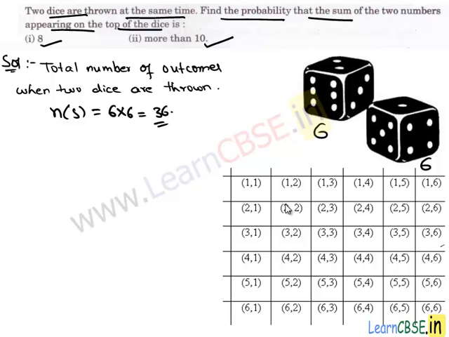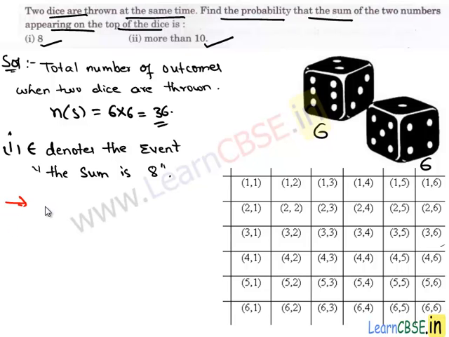The 36 possible outcomes are tabulated here, and here the first number in each ordered pair is the number on the upper face of the first die. Similarly, the second number is the number appearing on the second die. And here we have to find that the sum of the two numbers appearing on these dice is 8. So first we take E as the event which denotes that the sum of two numbers appearing on the dice is 8.